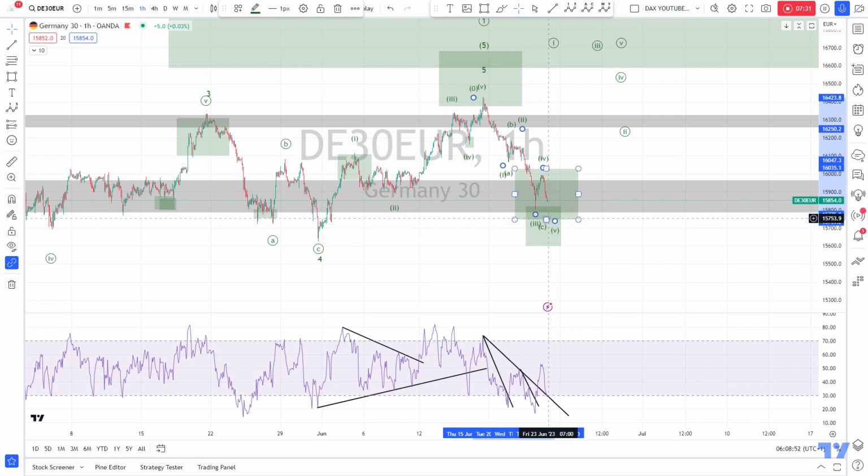So this is my second scenario that I see for today. And even then, if we print here a low with divergence compared to your wave 3, then this is for me again an opportunity to go long. So this is another scenario that could play out.